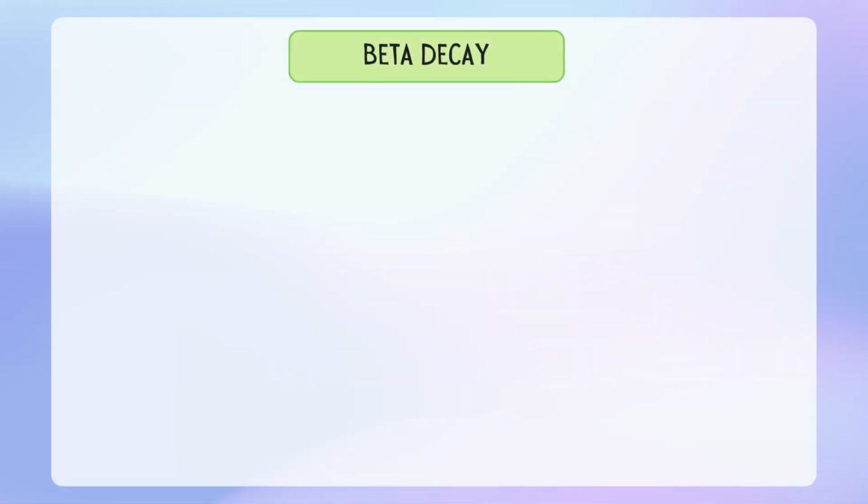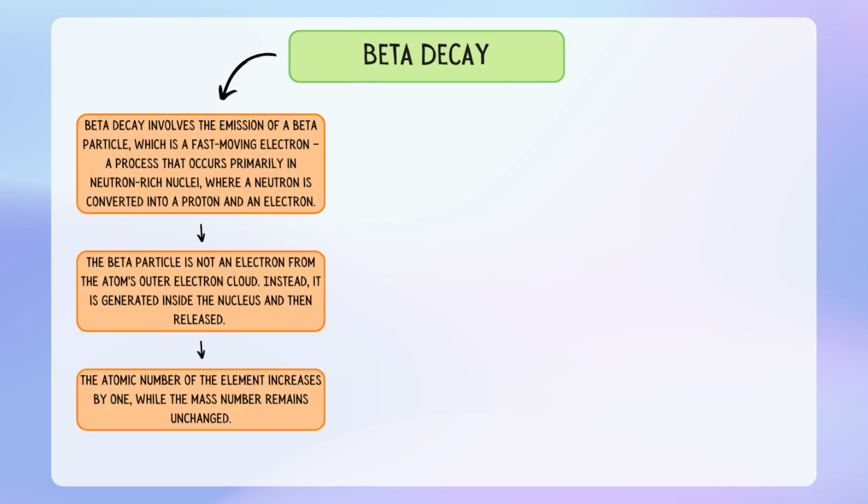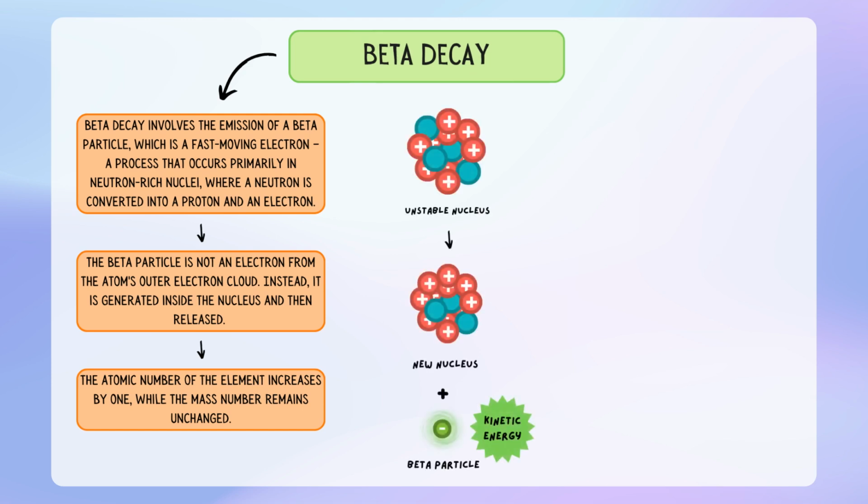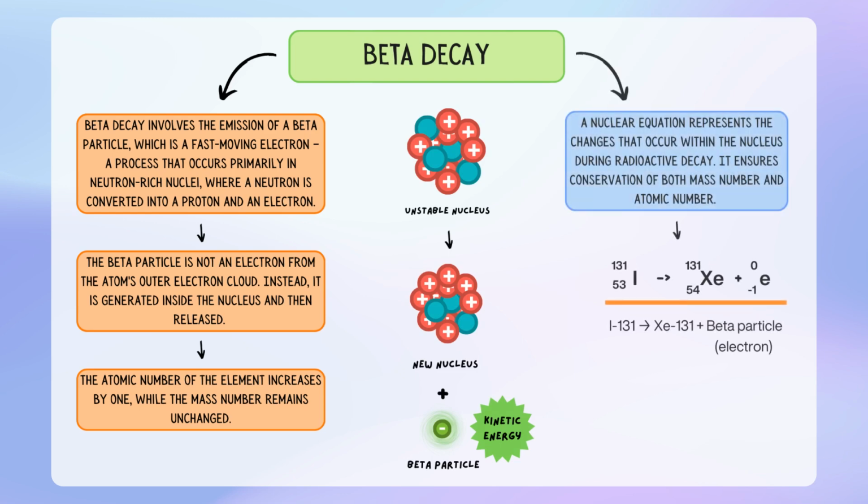In today's lesson, we delved into the properties and formation processes of beta radiation. We learned that beta decay involves the emission of a beta particle, which is a fast-moving electron, a process that occurs primarily in neutron-rich nuclei, where a neutron is converted into a proton and an electron. We understood that the atomic number of the element increases by 1 while the mass number remains unchanged, and illustrated this in practice using nuclear equations.